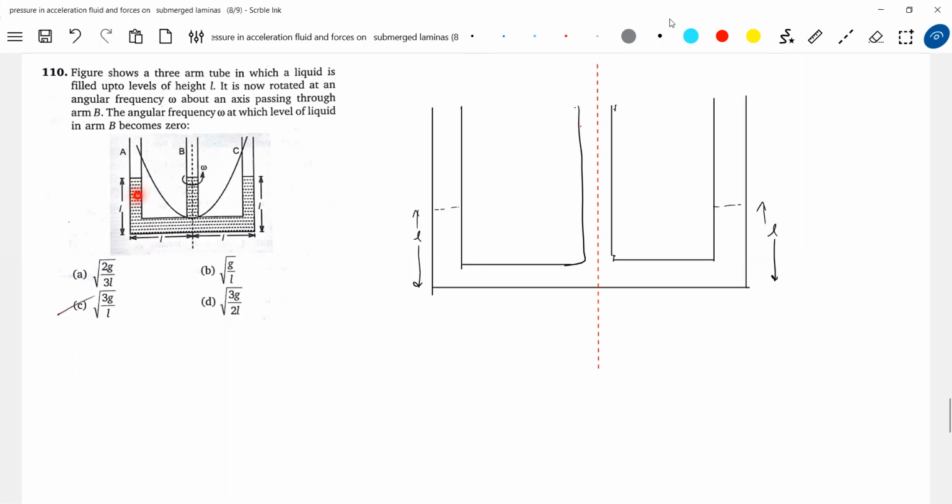Look at the distance of limbs A and C from the axis. They are at the same distance. So however much it falls here, that much it will rise here. So L by 2 will go here, and L by 2 will go here. The volume will adjust: L by 2, L by 2. He's asking what is that angular velocity?